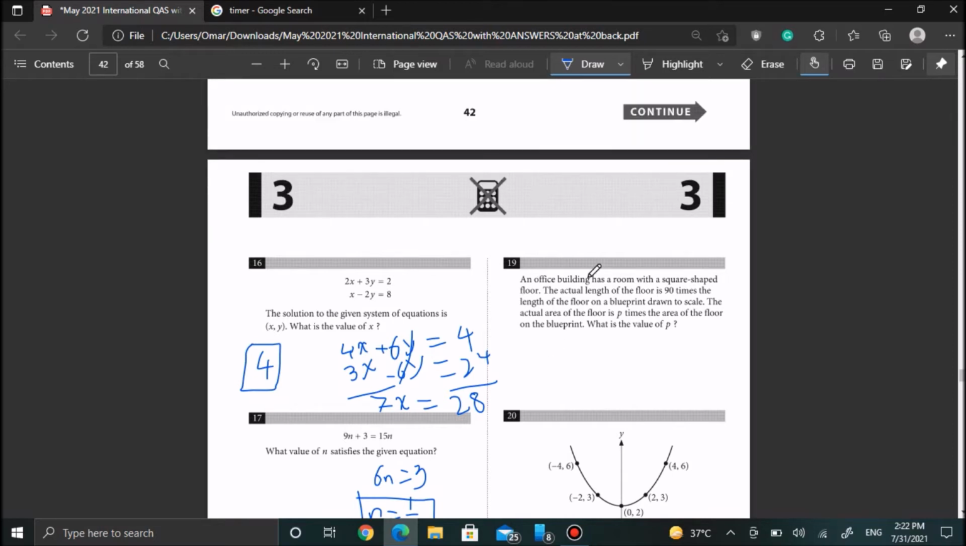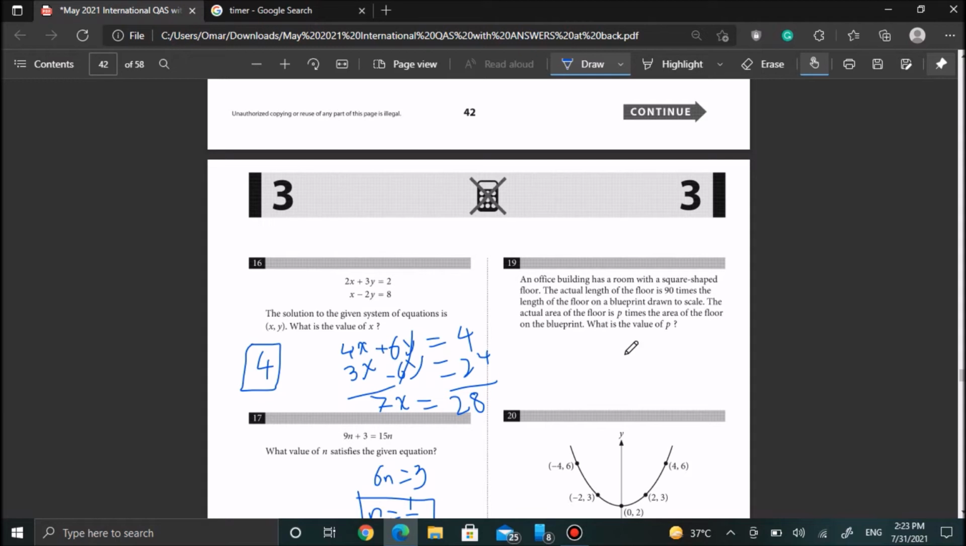An office building has a room with a square-shaped floor. The actual length of the floor is 90 times the length in the blueprint. The actual area of the floor is p times the area of the floor in the blueprint. Nice question. So basically he's telling you that in real life, whatever length you have in the blueprint is actually 90 times that length. So for example, if you have 1 centimeter in the blueprint, then you have actually 90 centimeters in real life.